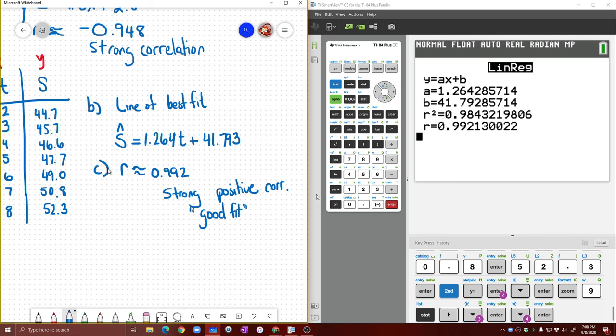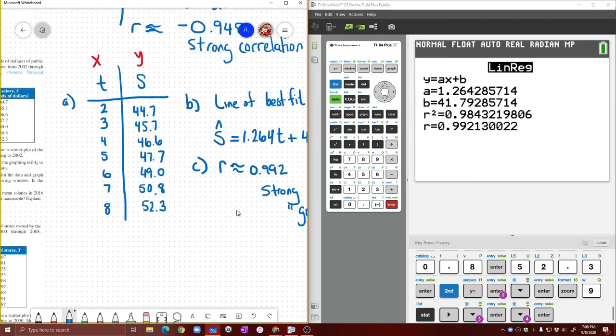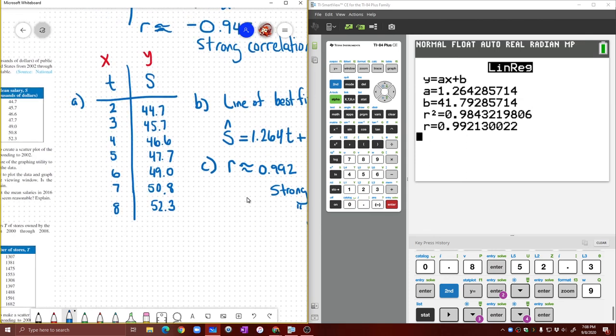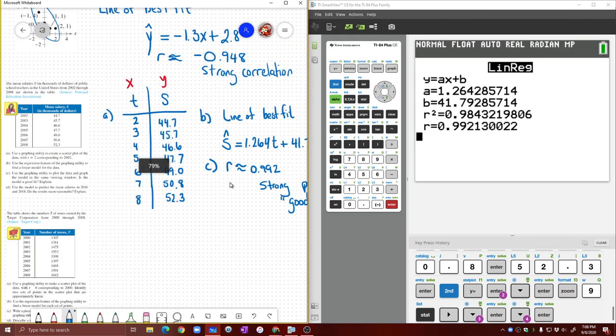Okay, so that's my part C right there. You can plot it. We'd still plot this line on top of the scatter plot, but that's what the R value helps us to determine in a more objective way, as opposed to just us staring at the picture going, I don't know, maybe, maybe not. So that's what we use the R value to help us determine. Now part D says, use the model to predict the mean salaries in 2016 and in 2018.